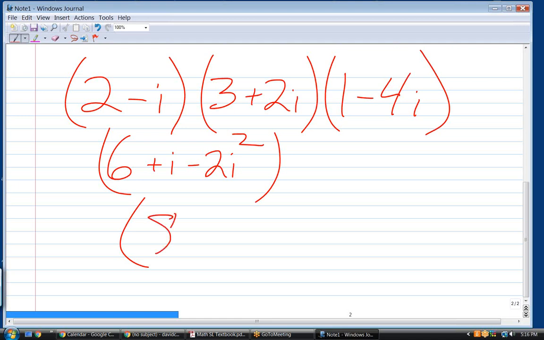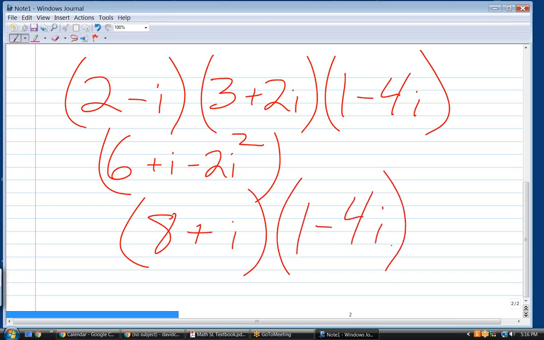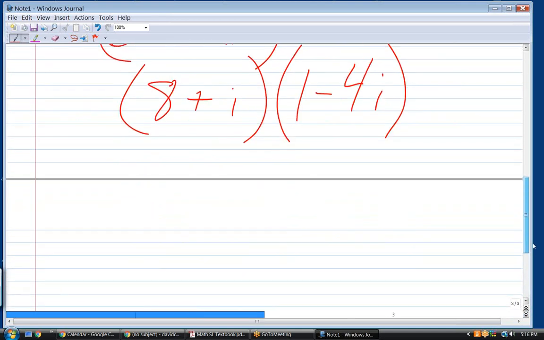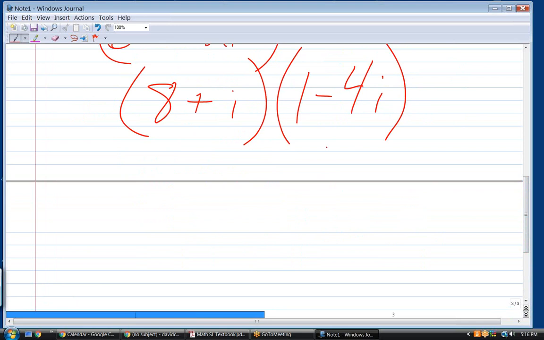So this one becomes 8 plus I, right? Yeah. Now I'm multiplying it by 1 minus 4I. We're going to have an I squared again, and we're going to still have an I, but we're not going to have any I cubes. So what's this?